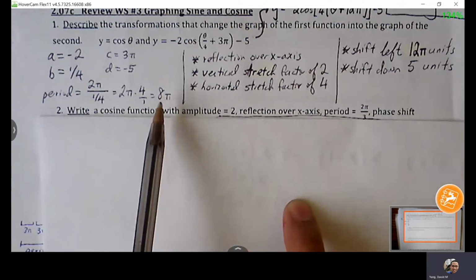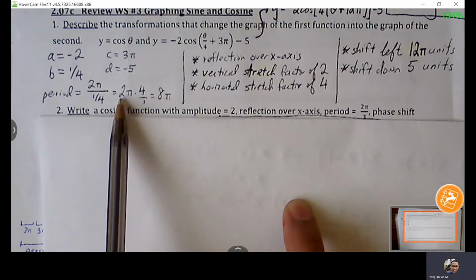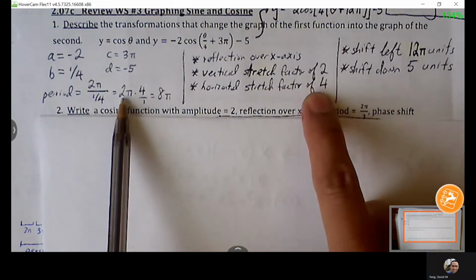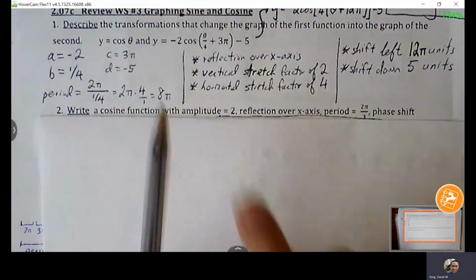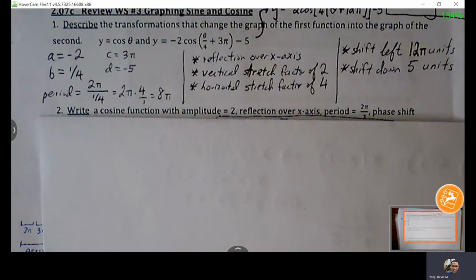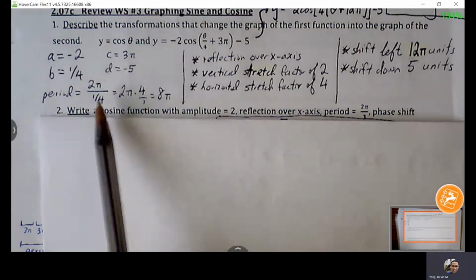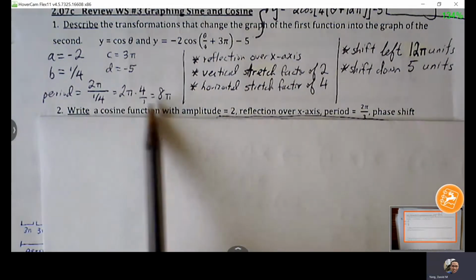Because the 8 pi is 4 times longer than 2 pi. Because it's stretching from 2 pi to 8 pi, so that's 4 times as long. Because 2 pi times 4 is 8 pi.